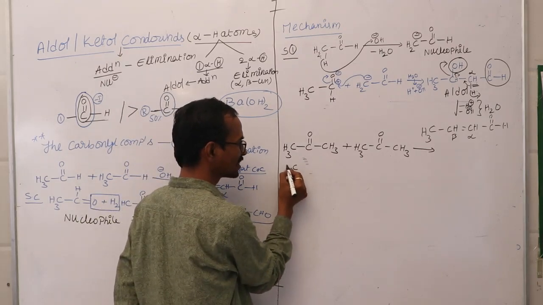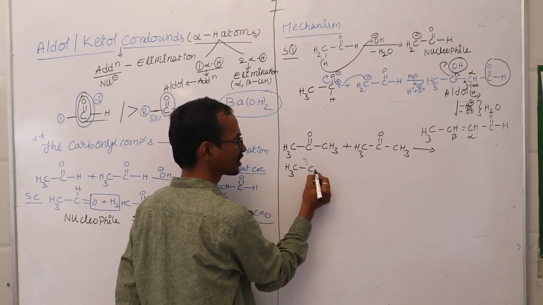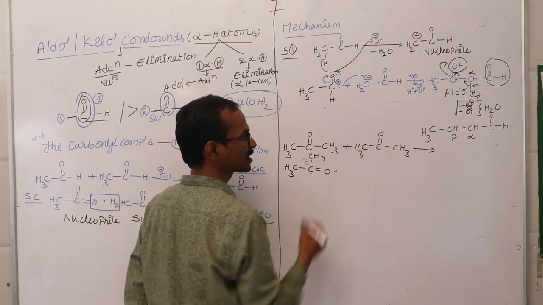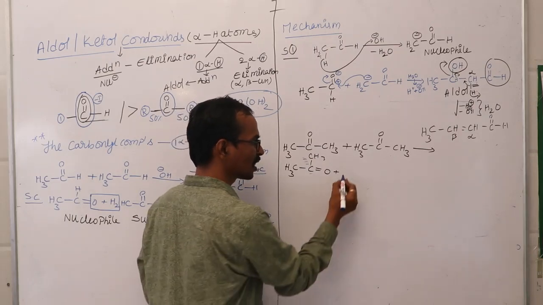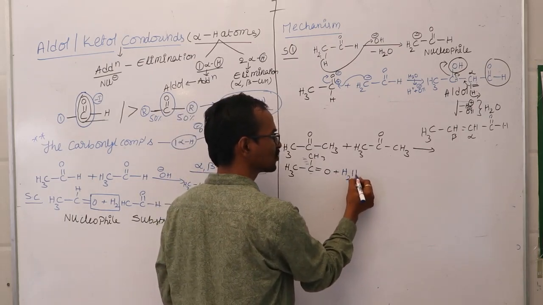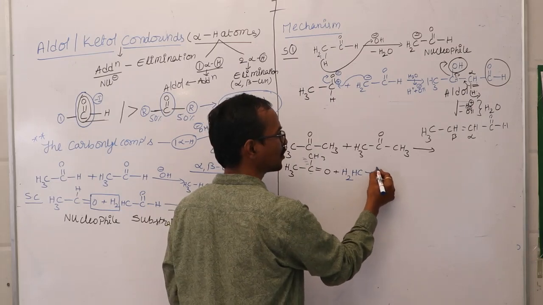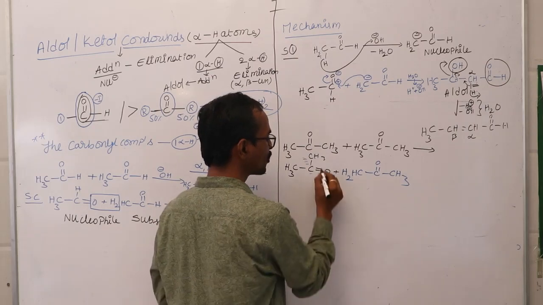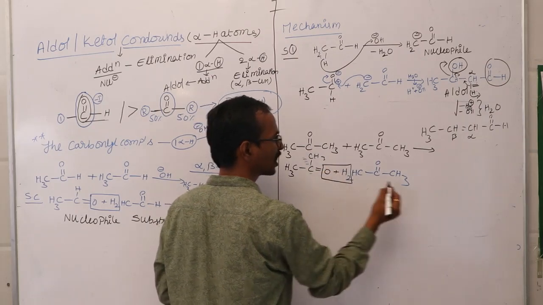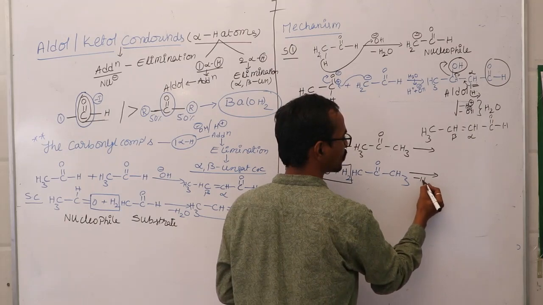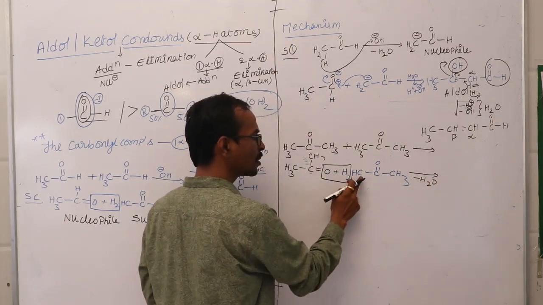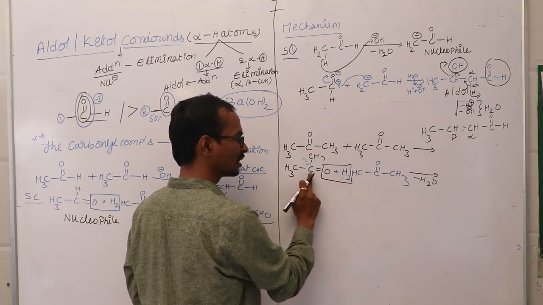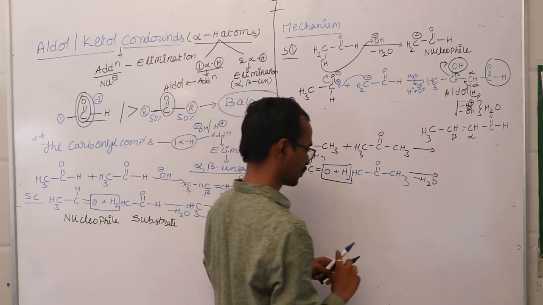Simply you do one thing: let us write C double bond O this side and CH3 this side. And in the second molecule, write the CH3 as CH2, H, C double bond O, CH3. Now what happens here? This double bonded oxygen and H2 both are eliminated in the form of a water molecule. And then a double bond is formed between the carbon atom attached to the carbonyl carbon and this carbon atom. Then you will get the product.